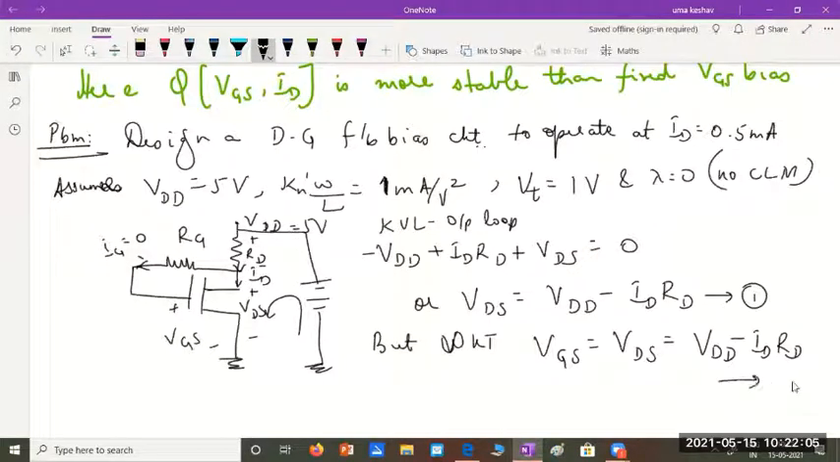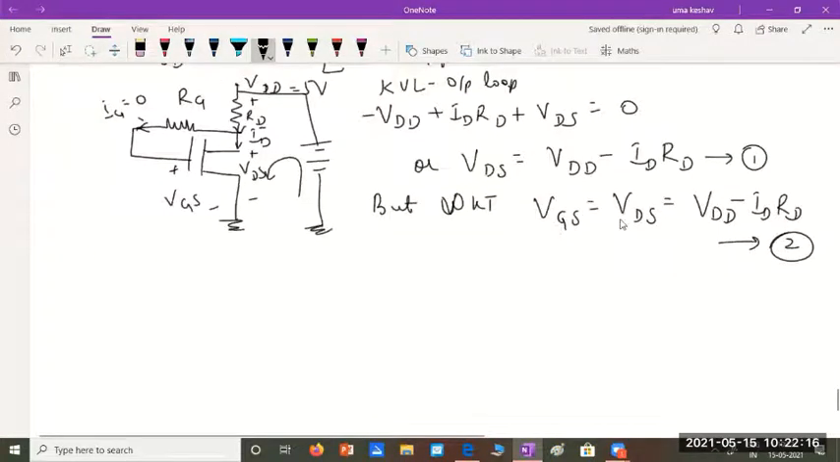Okay. So I'll call this equation 2 and I'll keep this equation. Next, because I have two unknowns here, I can't solve this. I don't know VGS, I don't know ID and RD. So I'll just keep it. Later on, we'll come back to this.